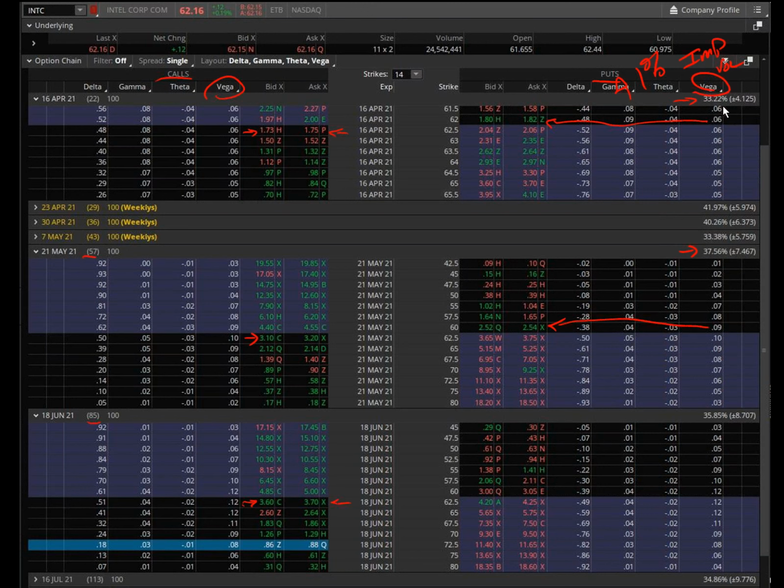We can't just look at this number and say, all right, well, 32 is high, 37 is even higher. That's not what we're talking about. I need to know where this number is in relation to where it's been in the past for this underlying. And I'm not talking about VIX. I'm talking about this Vega implied volatility number. Right now it tells us what our premiums are, and it will indicate whether or not they're expensive or cheap once we start really digging into the details of this.